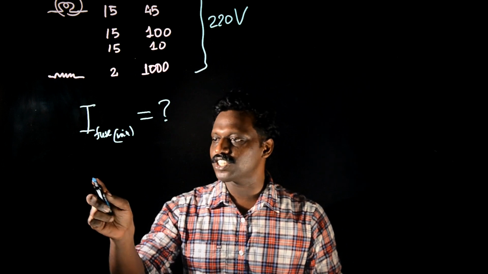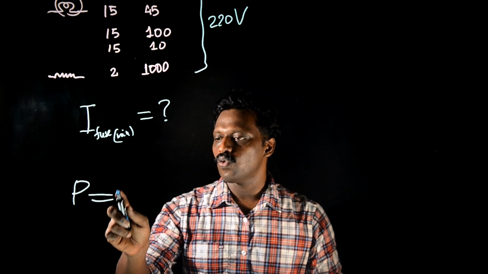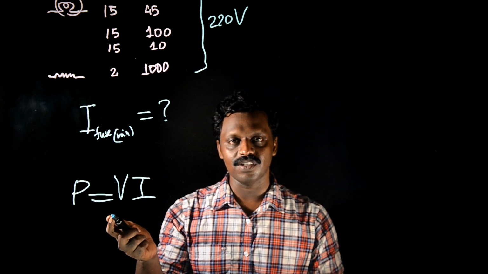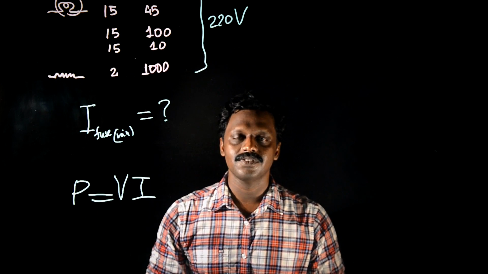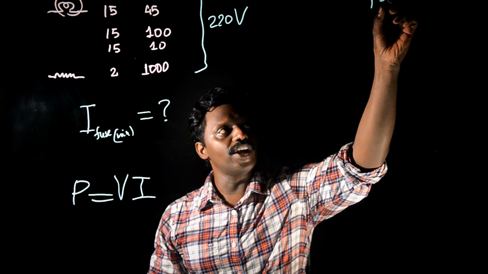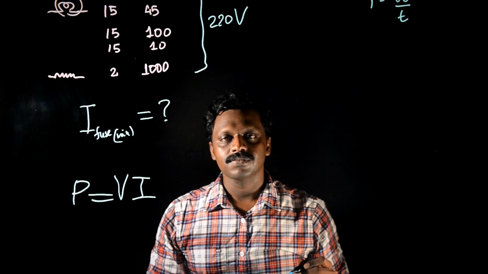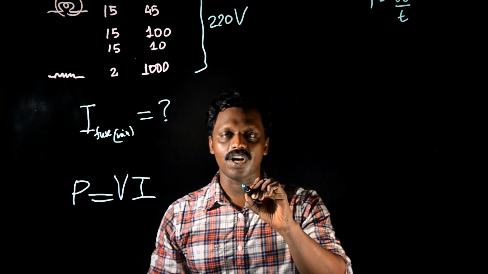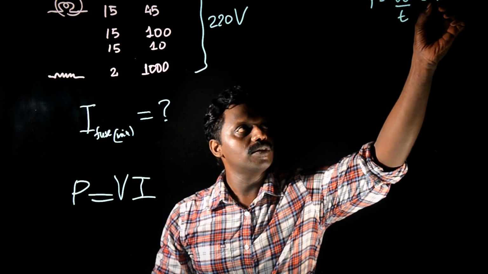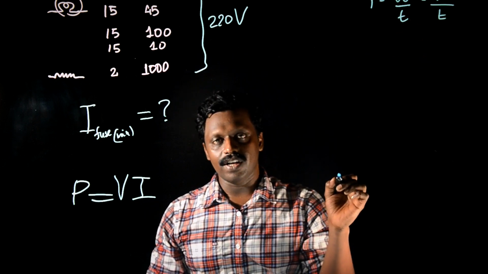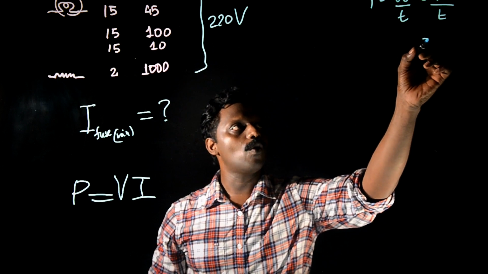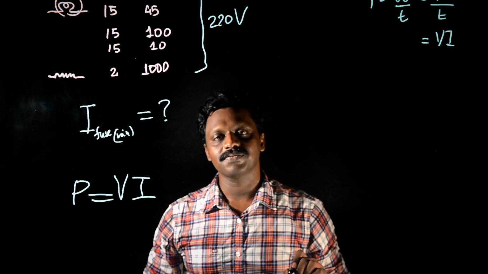So we will make use of the relation P is equal to VI. Power is equal to potential difference multiplied by current. Now, how does this relation come? Power is the rate of doing work. Work done to displace Q charge across a potential difference V is QV. Q over T, that is rate of flow of electric charge, is the electric current. So we have P is equal to V times I.